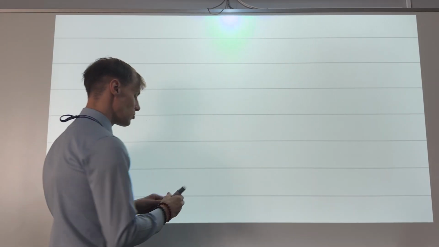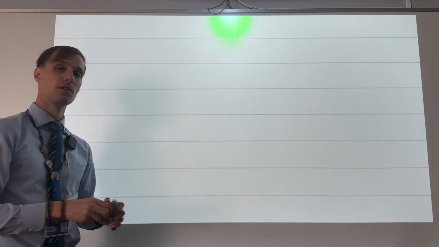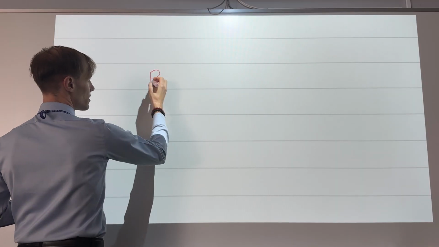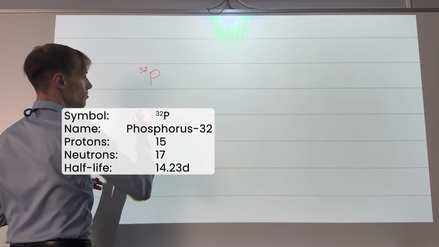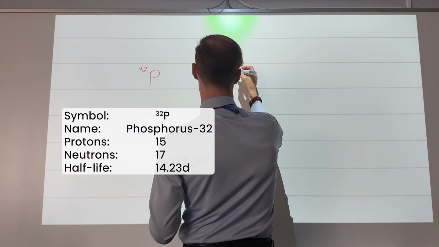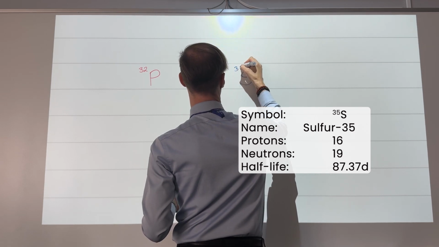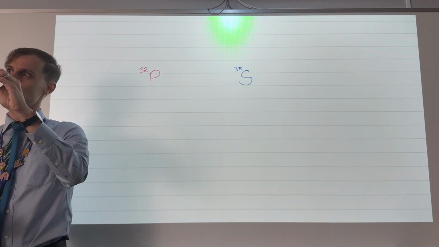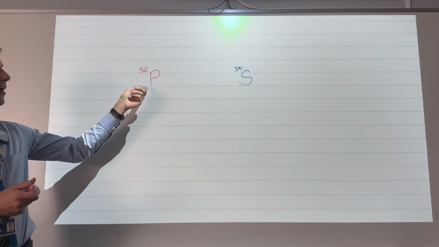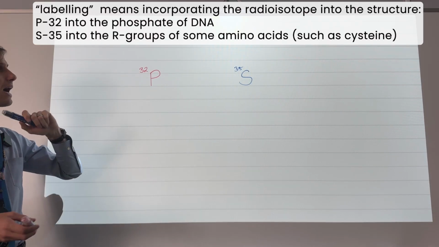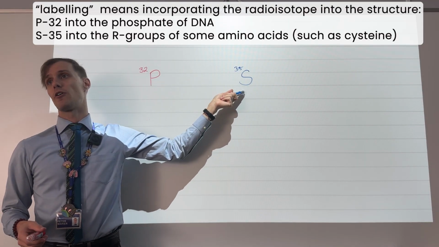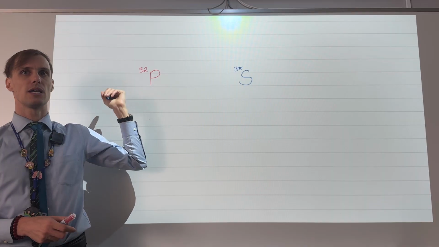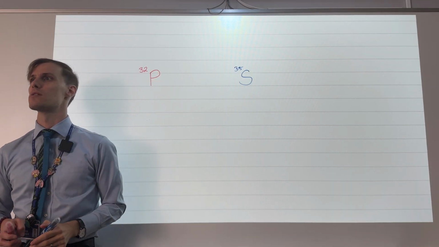So we're going to use two different radioisotopes. We're going to use radioactive phosphorus, or P32, and we're going to use radioactive sulfur, or S35. I'm going to label DNA with phosphorus, that's radioactive, and I'm going to label proteins with sulfur, that is radioactive. Now, why use phosphorus for DNA and why use sulfur for proteins?